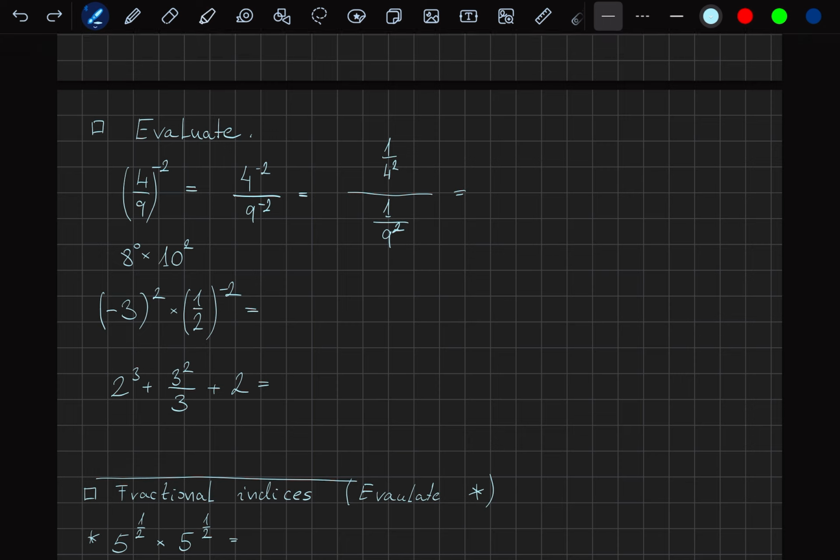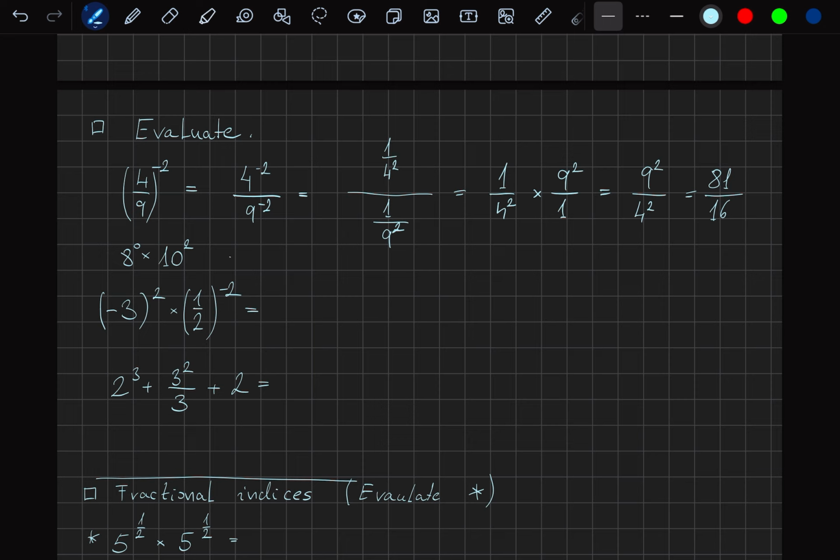It means I will multiply by the reciprocal. 1 over 4 to the power 2 times 9 to the power 2 divided by 1. And we can see it's 9 to the power 2 divided by 4 to the power 2. 9 times 9, sorry, it's 81 divided by 16. And I think we cannot simplify this one.